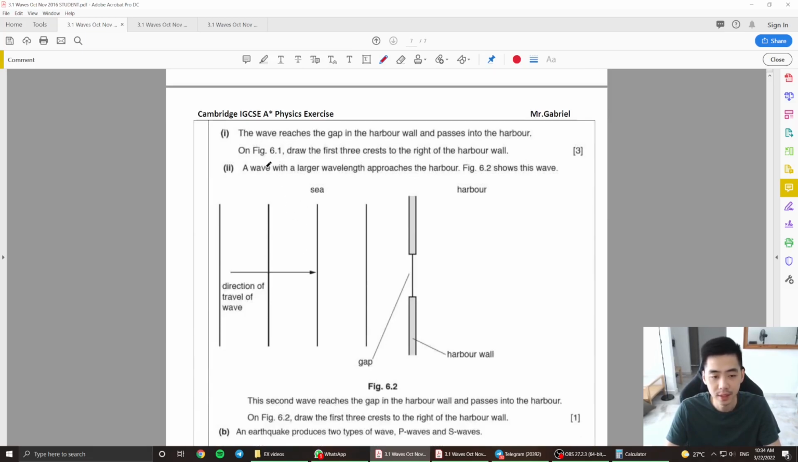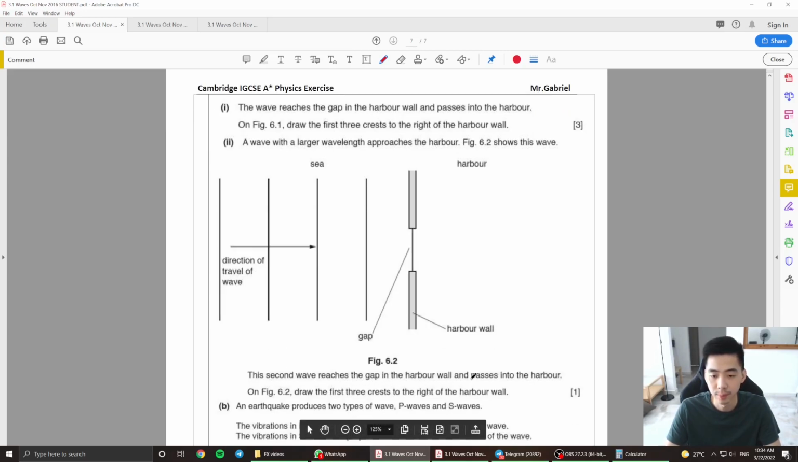Now after that, same thing again, a wave on a larger wavelength approaches the harbor, shown in this second wave. It reaches the barrier, the harbor wall, and passes into the harbor. So this one here, you're essentially having a larger wavelength than your gap, right? If you have larger wavelength than your gap, then obviously more diffraction is going to occur.